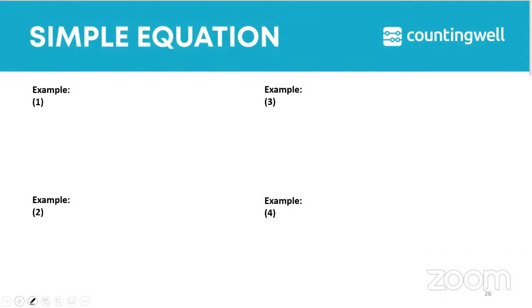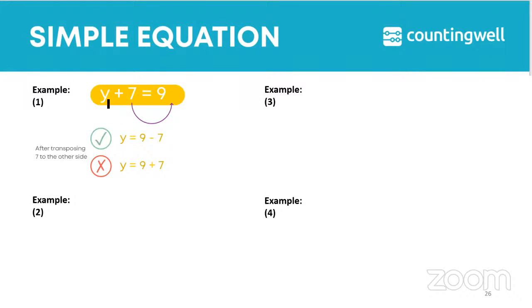Let us see some examples. Here you can see y plus 7 equals to 9. We are transposing 7 to RHS because we want constants on one side and variables on one side. So here we have y equals to 9 minus 7. Note that here it is plus 7 on LHS, so on RHS it will become minus. So the first way is the correct way to do.